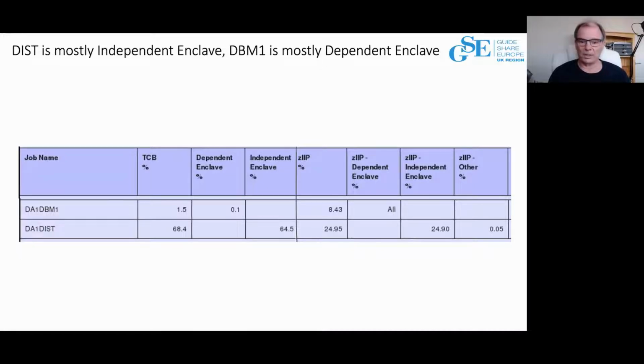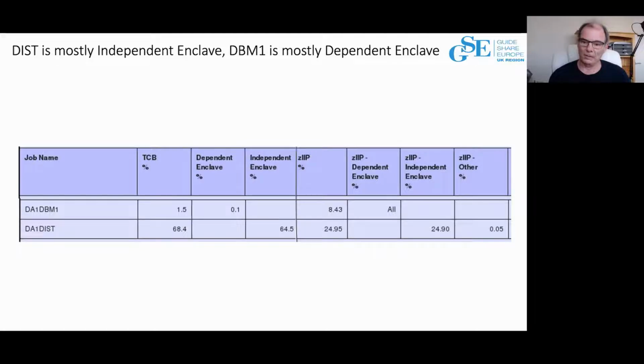Okay, now if we look at type 30 view, and I said this, I think, last week, we can see the CPU time by the DBM1 and Dist address spaces, and obviously all the others, in various categories. In particular, the Dist address space, almost all the work runs in an independent enclave. Here we've got 68.4% of an engine averaged over the shift. Well, almost all of that ran in an independent enclave and very little actually not on an independent enclave. So you can see that behavior in the type 30.